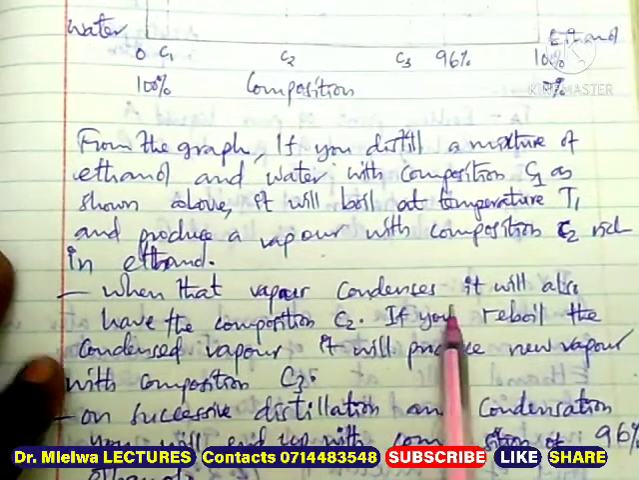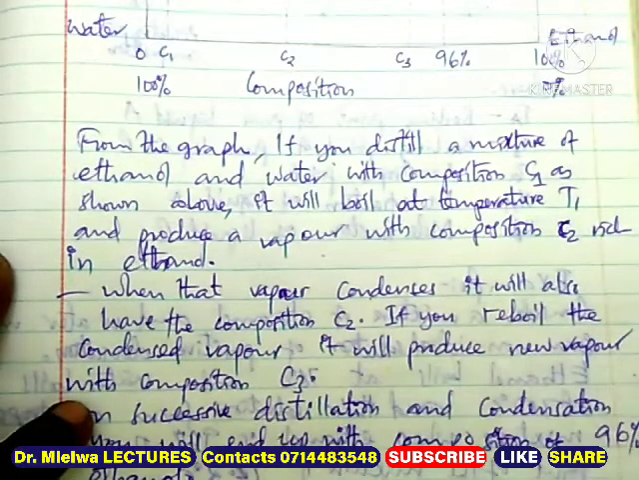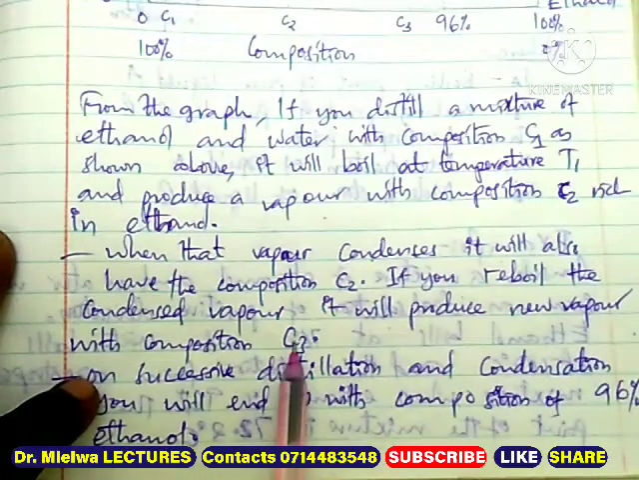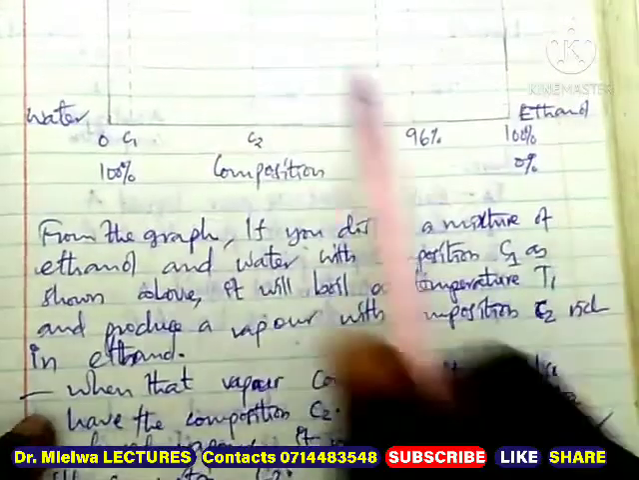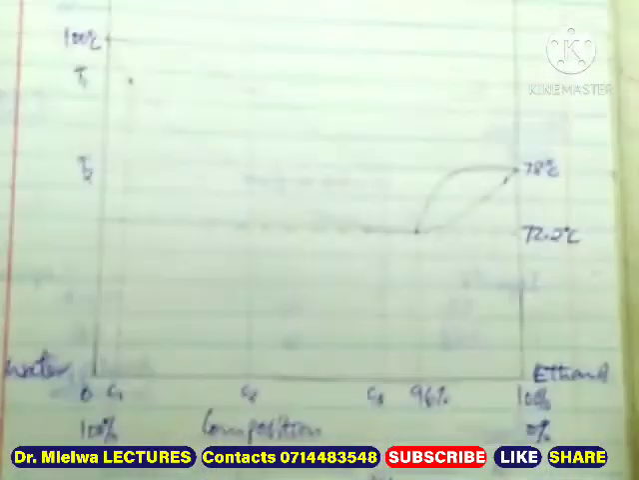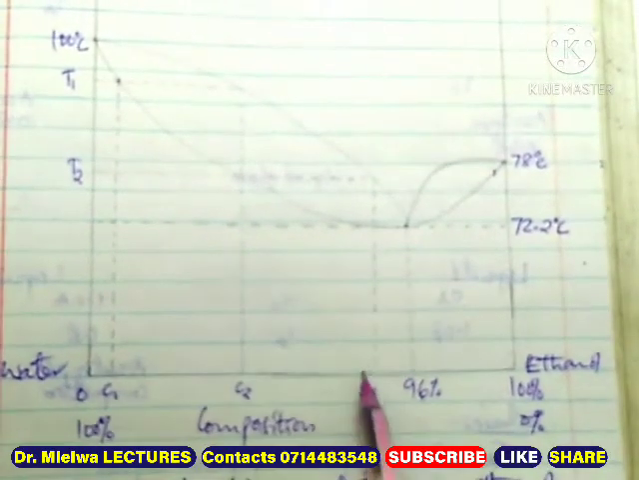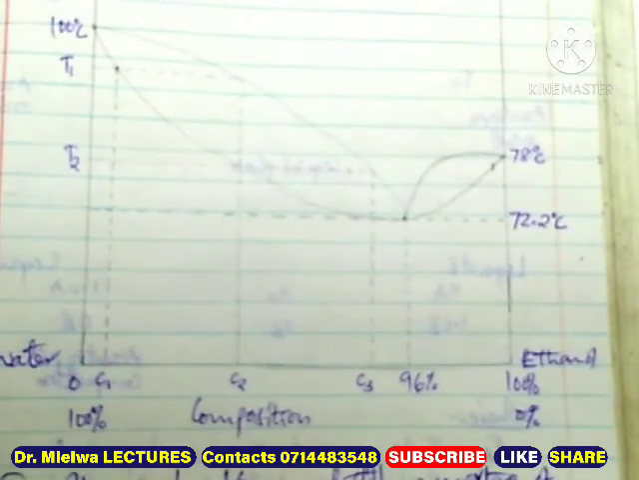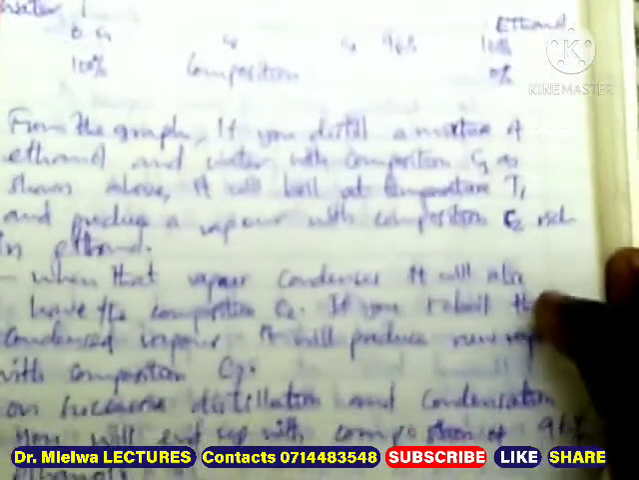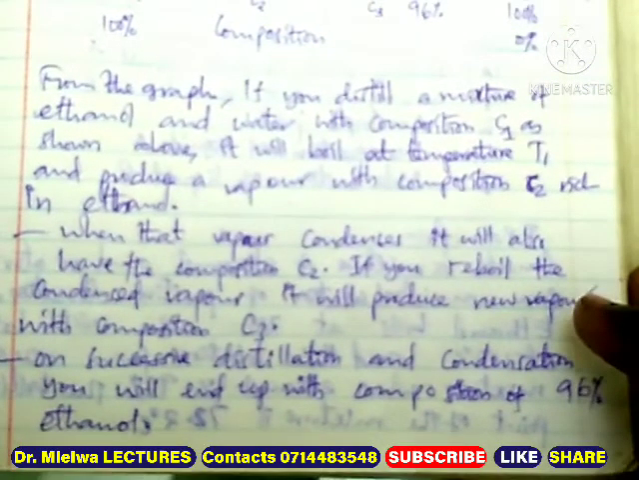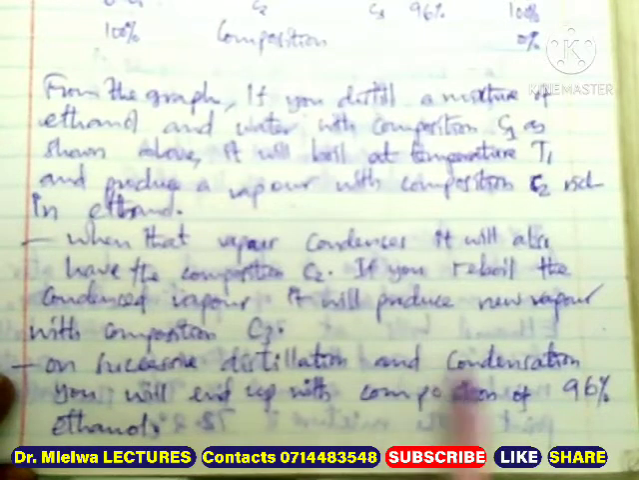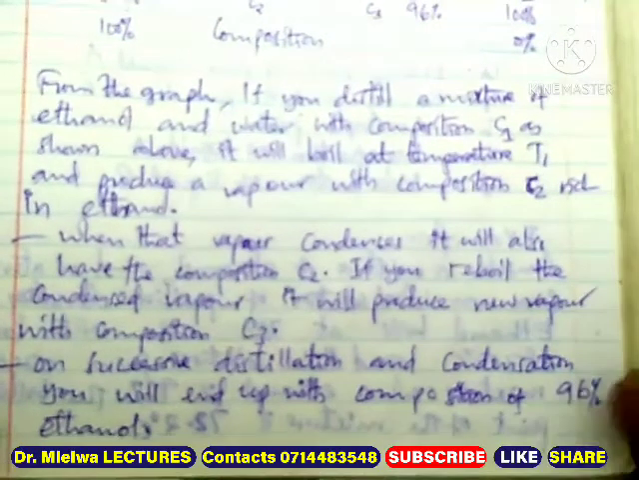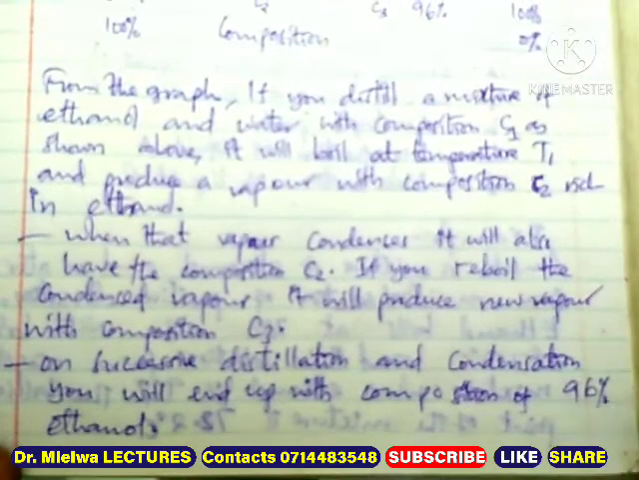So tunasema kwamba when that vapor condenses, it will also have the composition C2. But if you reboil the condensed vapor, it will produce new vapor with composition C3. Ukiboil vapor ya kwenye C2, utapata vapor ambayo ni ya kwenye C3 yule pale. Sasa tunasema kwamba on successive distillation and condensation, what will happen? On successive distillation and condensation, you will end up with composition of 96 ethanol, which is isotropic composition.